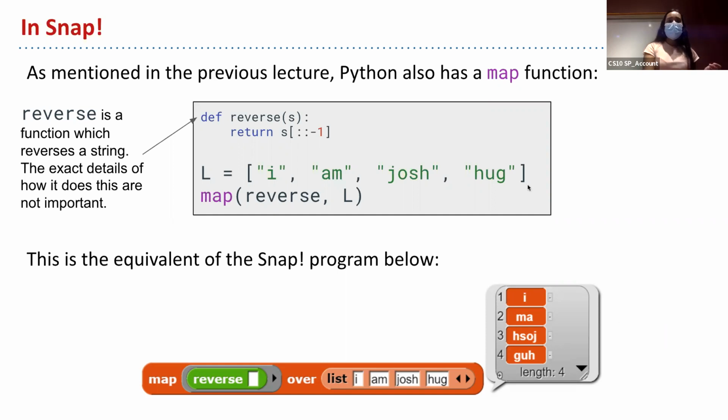So say we have this function here, def reverse. It's not important to understand the code here, but just assume that this function takes in a string and reverses that string. So if we take in the string am, it's going to reverse it and make it ma. And we want to map this reverse function over every single item in our list L. This is how you would do that. And again, the equivalent of the Snap program looks like this. So it's reversing these items one by one. Does this make sense?